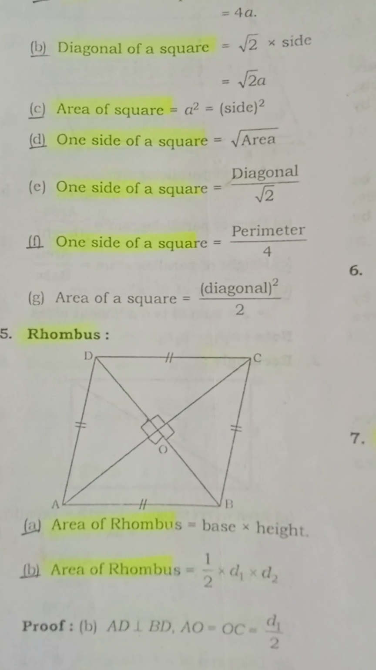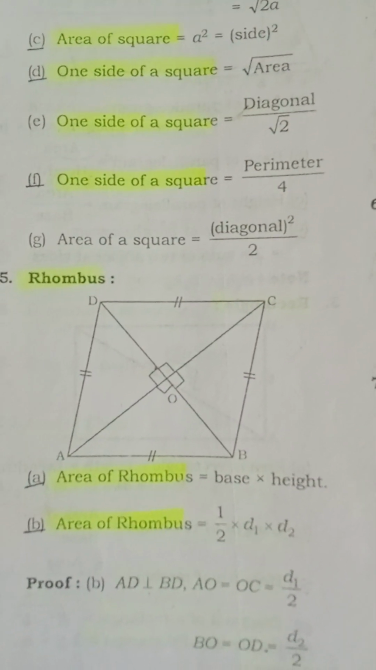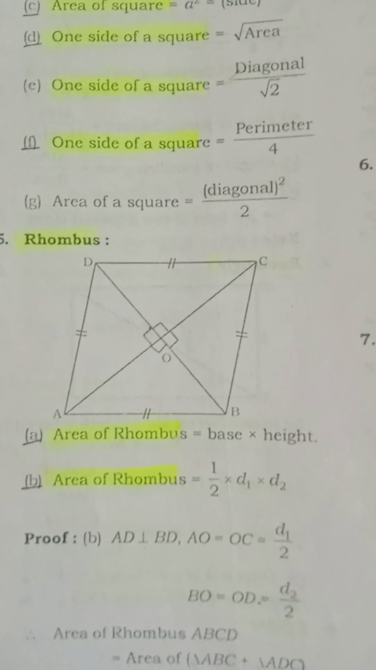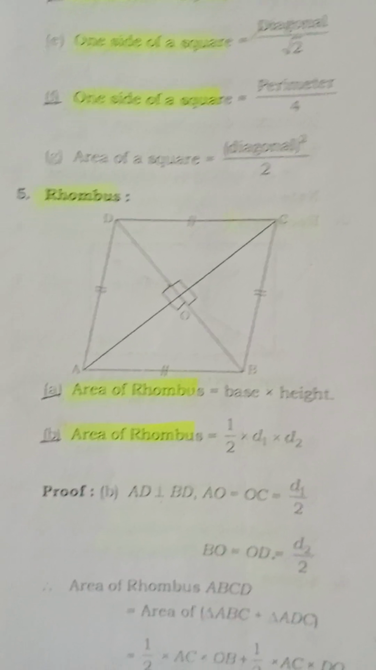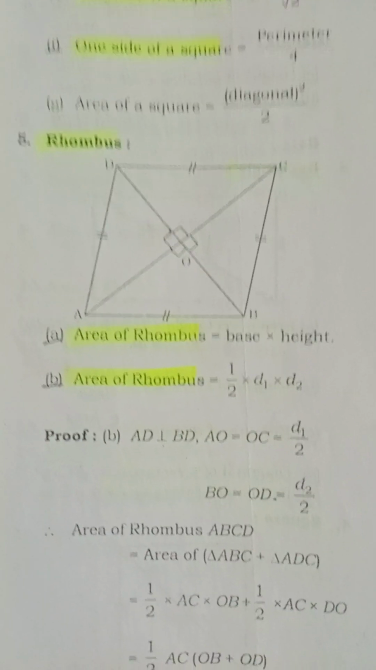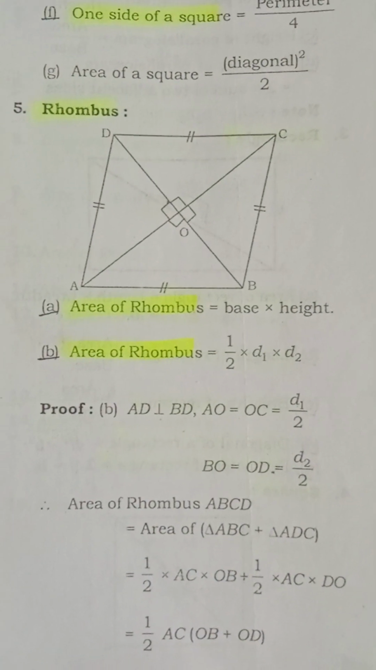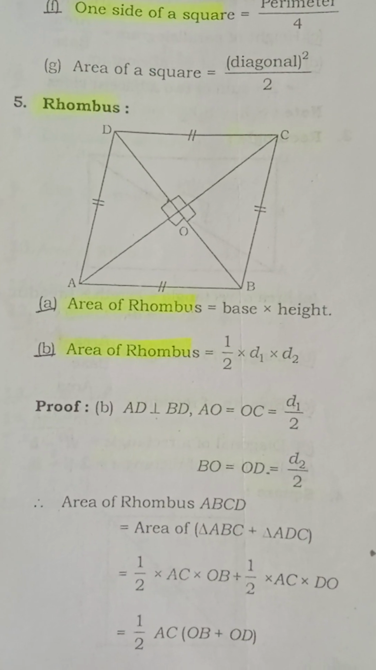One side of a square is equal to diagonal by root 2. One side of a square is equal to perimeter by 4. Area of a square is equal to diagonal square by 2. Rhombus. Area of rhombus is equal to base into height. Area of rhombus is equal to half of d1 into d2.